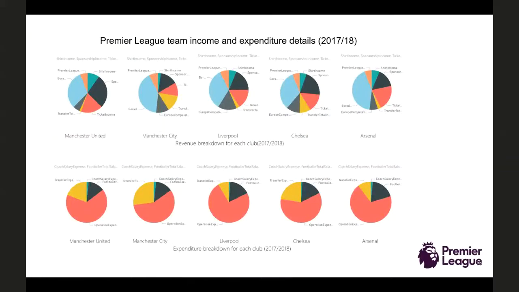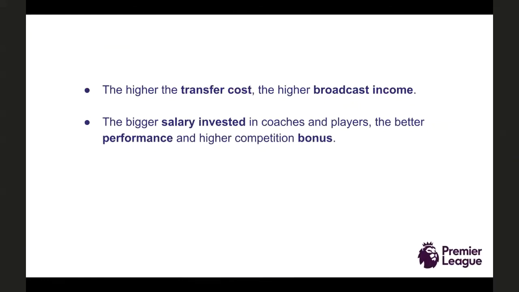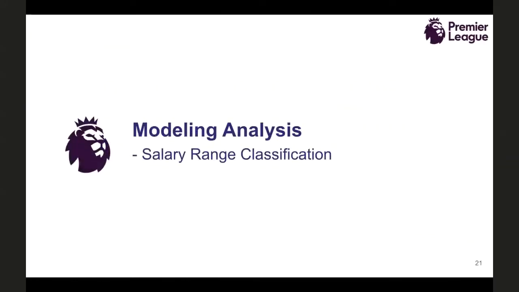By comparing the income and the expenditure of different teams, we find out that the highest transfer cost, in other words, introducing more well-known stars like Manchester City, will help the team to earn a higher broadcast fee, which is the biggest part of club total income. And secondly, the more money invested in coaches and players, the better the club's performance in the Premier League and the higher the competition bonus. Next, welcome Zijin to introduce the modeling analysis.